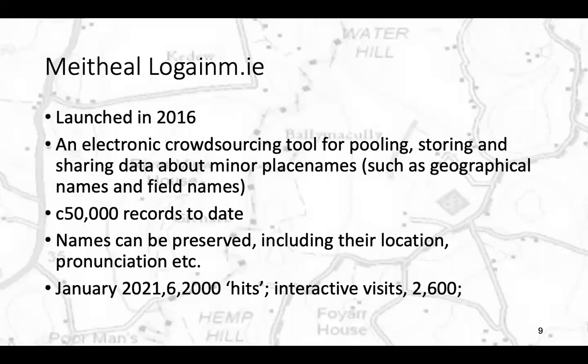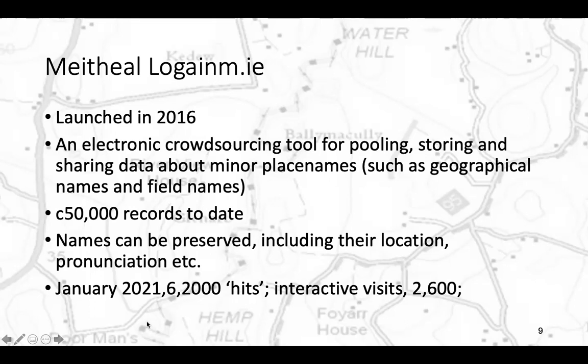At any rate, I just have a slide there for you about Logainm. This is one of our websites, and it was launched in 2016. We think it holds great potential. It's an electronic crowdsourcing tool for storing and sharing data on minor place names. There are already roughly 50,000 records in the site, and it's been developed from the technical point of view by Fiontar DCU. The names and their location can be given, but also their pronunciation can be recorded. So we think it has great potential.